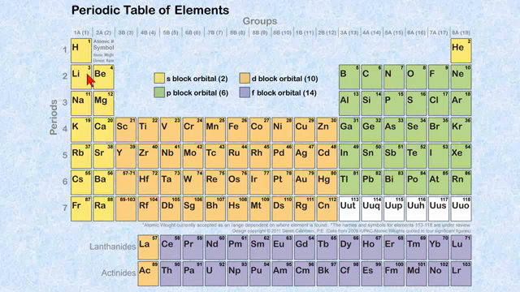Remember, each energy level can be represented by the periods, which are the rows here, and the s, p, d, and f blocks are subshells or sub-energy levels within each shell.